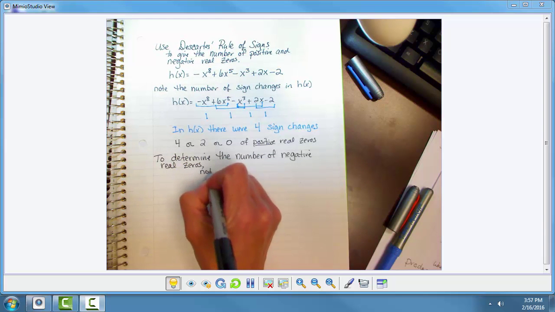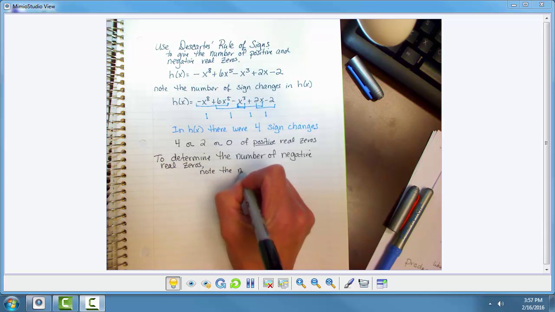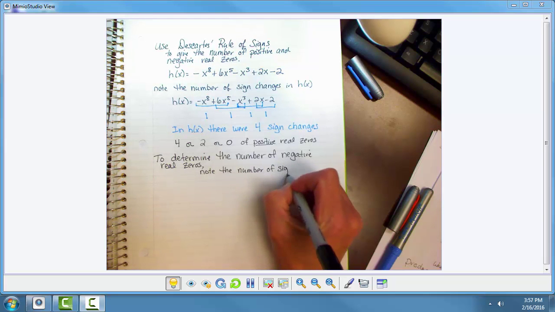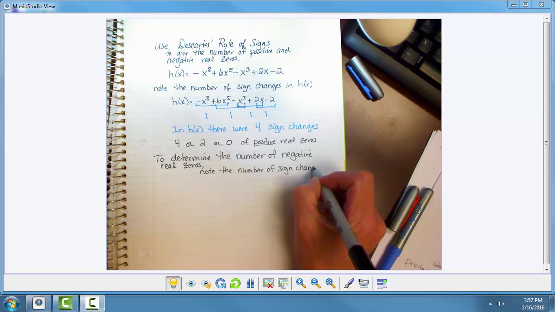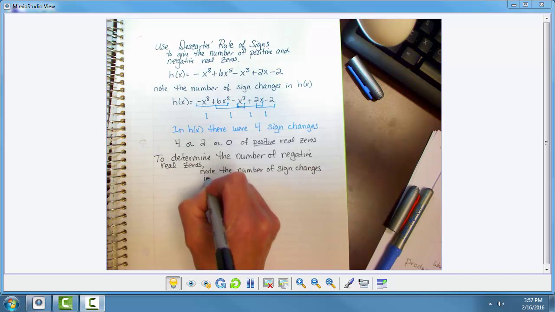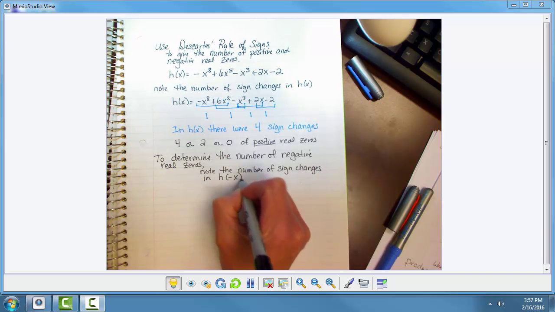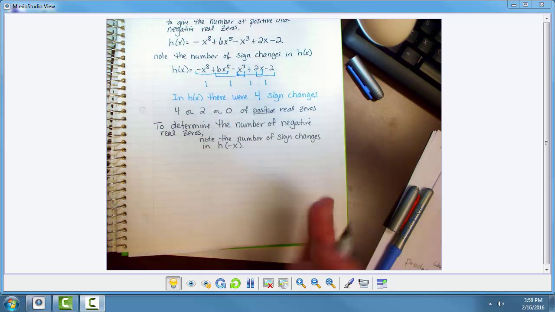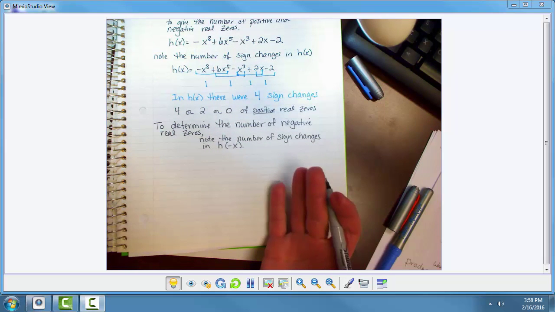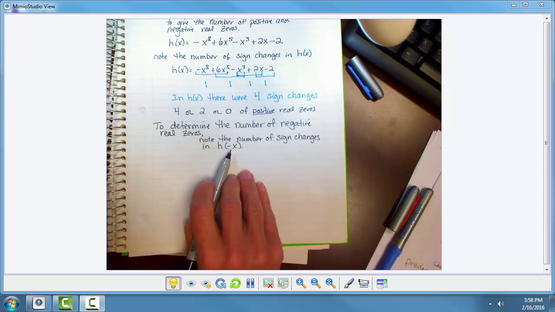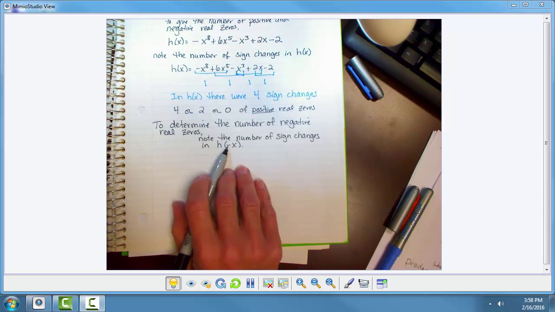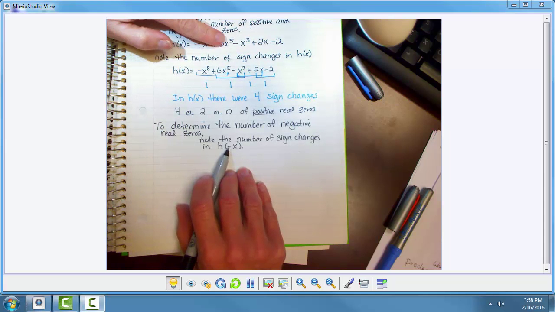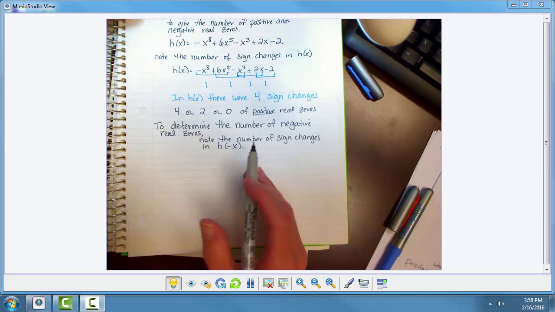Note the number of sign changes in h of negative x. So how in the world are we going to find h of negative x? Well, you just substitute in a negative x for every x. But what's going to happen is when you substitute in a negative x, the only ones that will change are the ones with odd degrees. The others will remain the same.